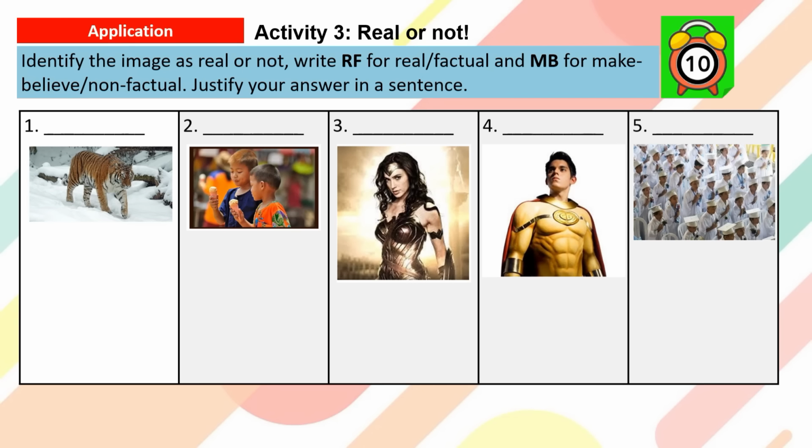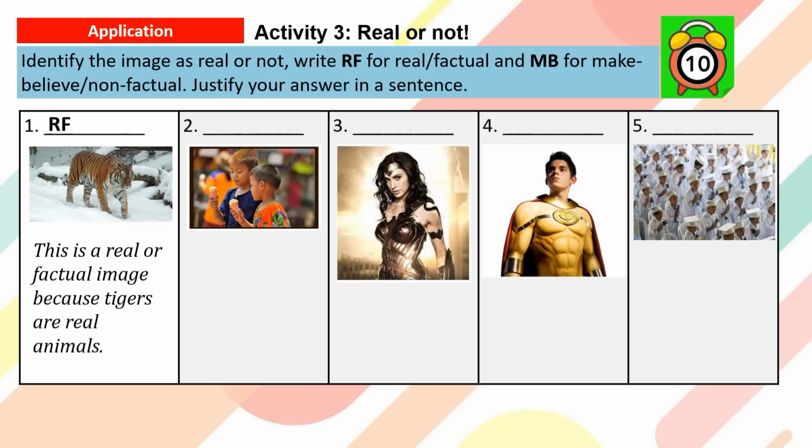Now, let's try this activity. Identify the image as real or not. Write RF for real, factual, and MB for make-believe or non-factual. Justify your answer in a sentence. Look at number 1. I'm doing it for you. Number 1 is RF. This is a real or factual image because tigers are real animals. Now you do 2, 3, 4, and 5.